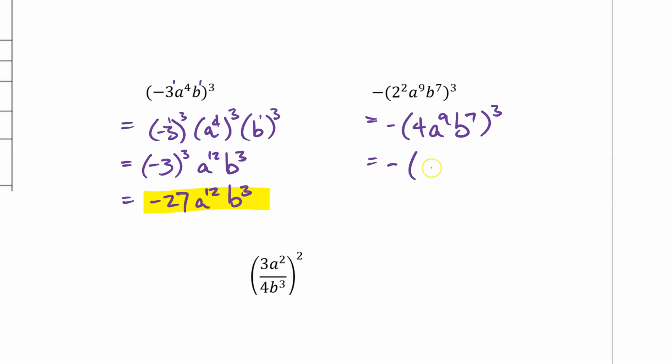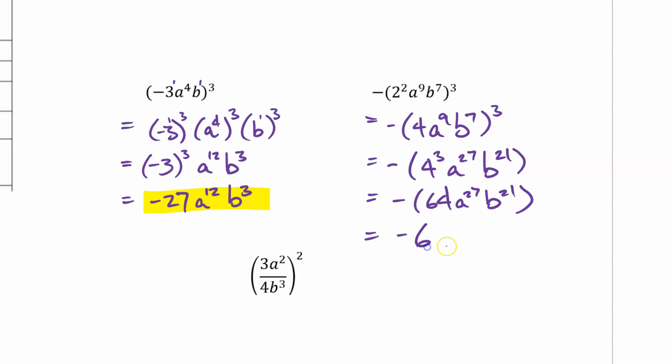And let's talk about what happens here. This is 4 to the exponent 3. A to the exponent 9 times 3, which is 27, and b to the exponent 7 times 3, which is 21. Negative, right? 4 cubed is 64. A27, B21. And we're just going to send that negative in. 64, A27, B21 is my final answer.